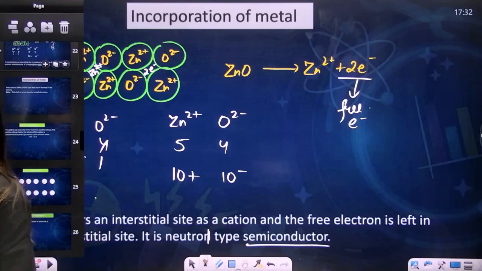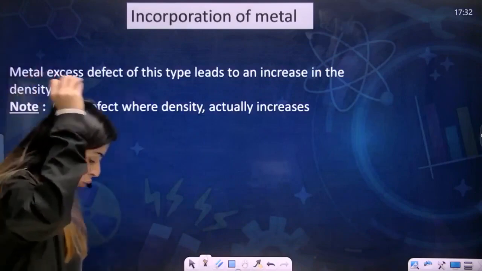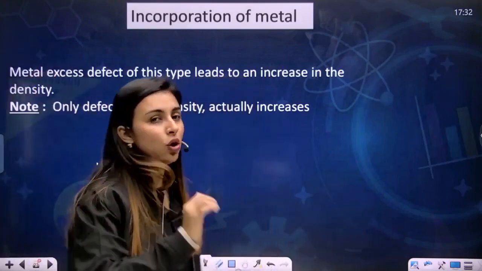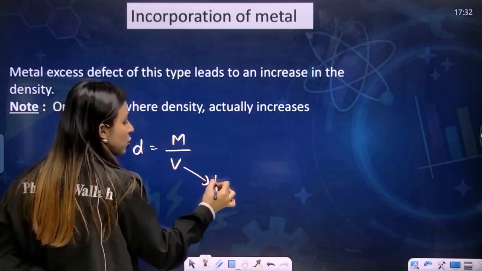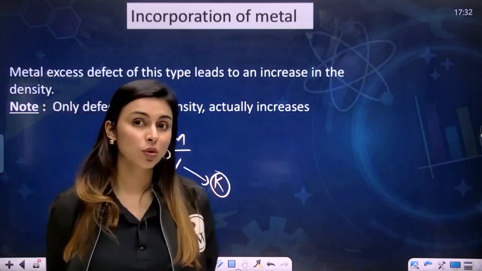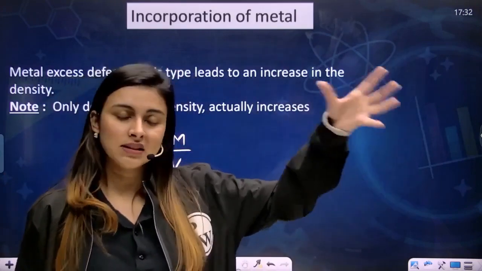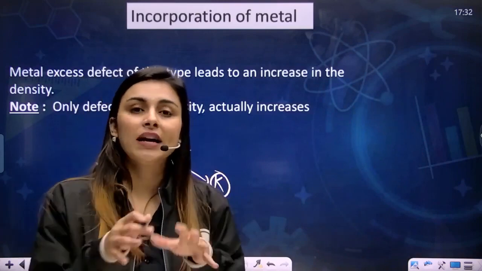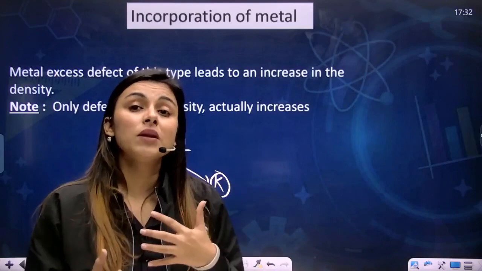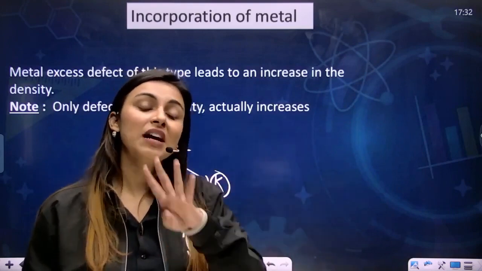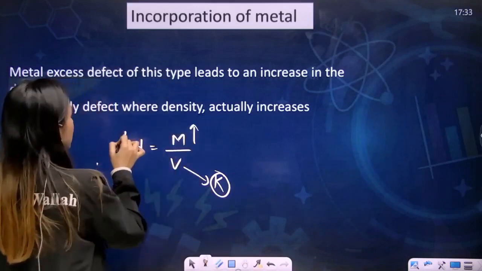I hope you have written this, my dear students. Now let's move forward. Now, this is the only one defect, my dear students. If I talk about the density here, can I say that it is mass upon volume and the volume remains constant? Right? Yes. Now let's talk about the mass. See, you have the sum of the masses of the ions. Initially, you had the mass of 4 Zn2 plus and 4 O2 minus. But now you have the mass of 5 Zn2 plus and 4 O2 minus. So, can I say that mass has increased? And since mass has increased, the density has increased.